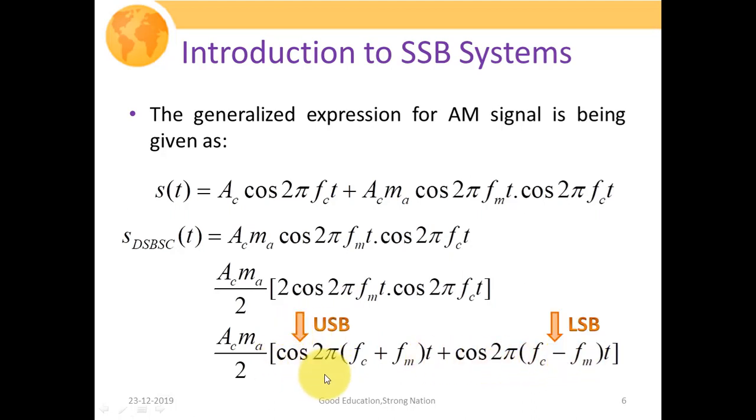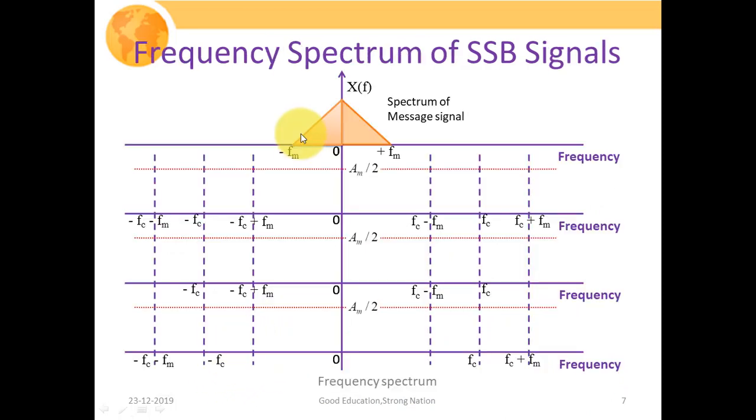So this is our upper sideband and this is our lower sideband with the amplitude of Ac times mu by 2. This particular figure shows the spectrum of our message signal. We are assuming that we have a band limited signal whose maximum frequency is fm and whose spectrum is given by this particular figure.